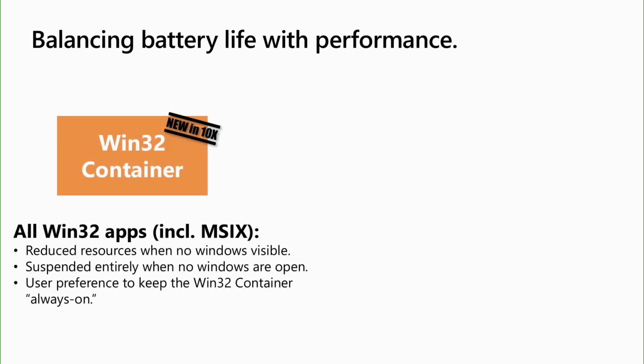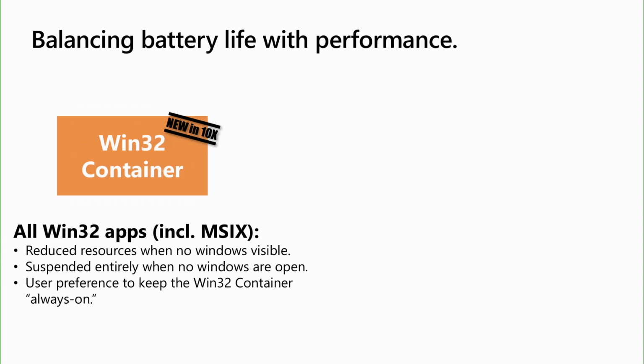So for the Win32 container, again, this is where all the Win32 apps run, including MSIX packaged apps. For the Win32 container, when no windows are visible, Windows 10 X will reduce the resources available to those Win32 applications. This is in order to give more resources to the foreground app the user is currently interacting with. Furthermore, if all windows are closed from the Win32 container, so there are no more top-level windows, the entire container can be suspended, giving back more life to the battery and more performance to other applications.